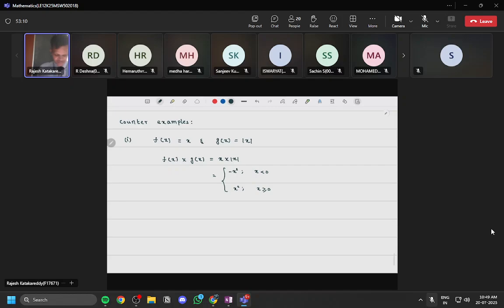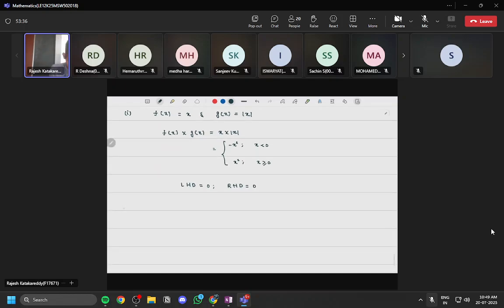If I check the derivative, how much is the left hand derivative LHD at 0? You will get minus 2x. If you put 0 there, you have 0. For the right hand derivative, you get 2x. If you put 0 there, it is 0. No need to worry, it is like continuous into continuous, the resultant must be continuous. Clear? This is one counter example I can say.